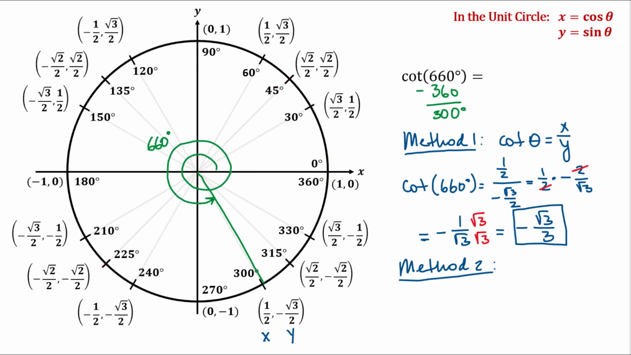That means that the reference angle is here, that is theta prime. What is the measure of the reference angle? Well, from 300 to 360, it's 60 degrees. And as we said, the function value for our original angle, meaning cotangent of 660-degree angle, will have exactly the same numerical part as the cotangent of 60-degree angle, the reference angle.